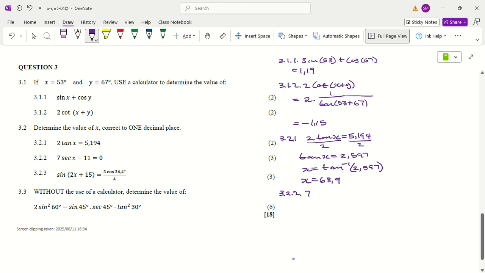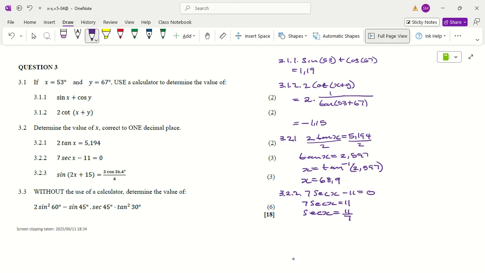And then 3.9.2, we have 7 sec x minus 11 is equal to 0. Now remember, we have to have a ratio is equal to a unit or a value. So what we're going to do, we're going to take 11 to the other side. So this is 7 sec x is equal to, then you take 11 to the other side, it becomes positive. Then the next thing we have to do is divide by 7 both sides. So sec x is equal to 11 over 7. So that's what we have so far.